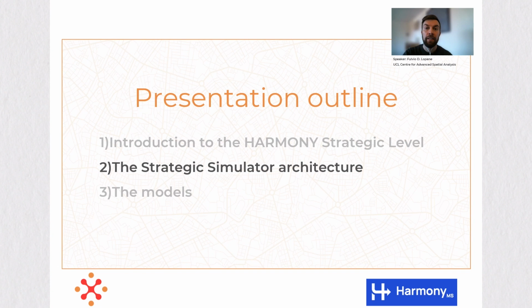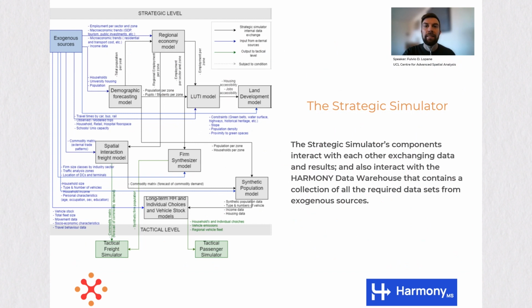We will now take a closer look at the strategic simulator architecture. Here we can see the data flow among the different strategic components, as the idea is that the outputs of a model can be the inputs of another. The models interact among each other and with exogenous sources or other models within the Harmony MS at different levels.